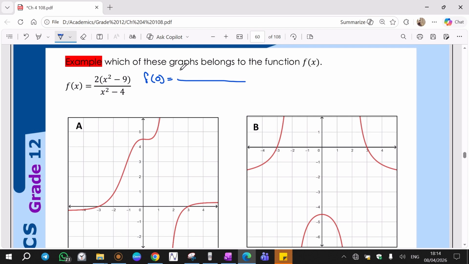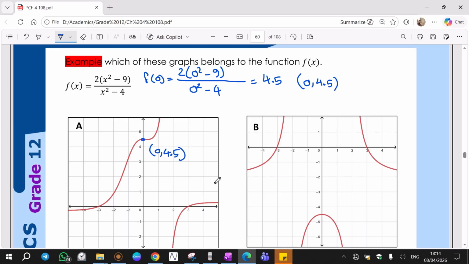Now put 0 in place of x, we have 0 squared minus 9 over 0 squared minus 4. Using calculator, result is 4.5. Whenever you make some calculation like this, just turn to a point. X was 0, y is 4.5. Now look at the graphs. Point 0, 4.5 is on the graph of A.